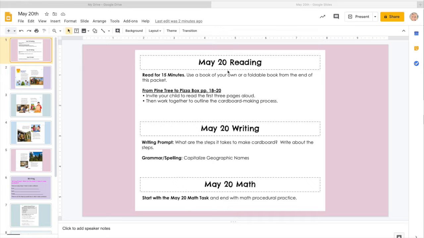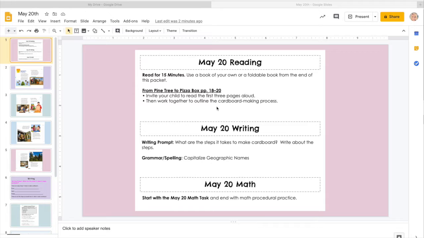Today we are going over the May 20th portion of the distance learning packet, where we're going to have some reading. Again, we're going to ask that you read for 15 minutes, either using a book of your own, a foldable book from the back of the packet, or an online resource you have. We're going to be introducing a new story, which is also a procedural text just like we had yesterday. This one is called From Pine Tree to Pizza Box, where you're going to read the first 3 pages aloud. And then you're going to work together to outline the cardboard making process.